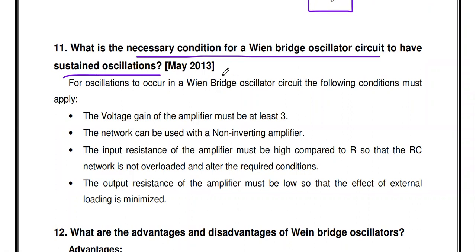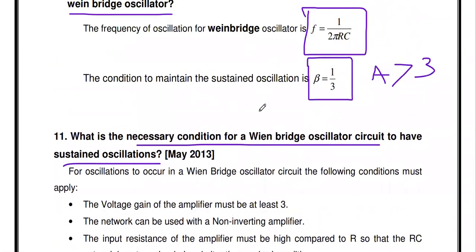Then the next question: what is the necessary condition for Wein bridge oscillator to have a sustained oscillation? This is also a 2003 question. So already you know the condition for maintenance of sustained oscillation for Wein bridge is the feedback factor equal to 1 by 3, or the gain of the amplifier is greater than 3.